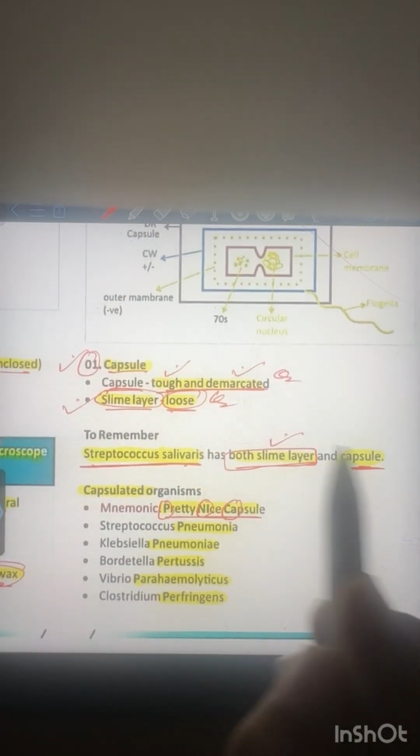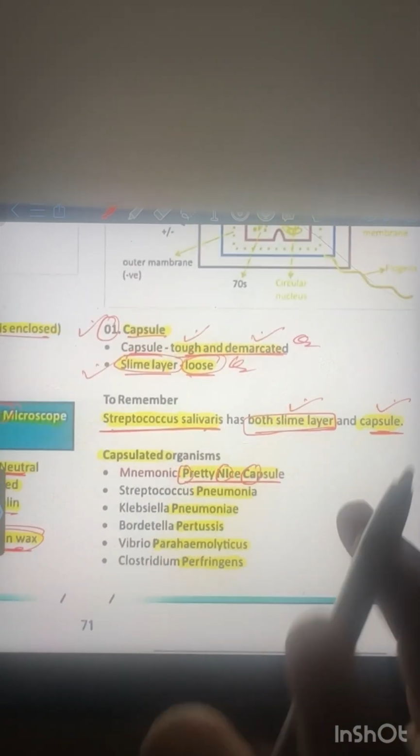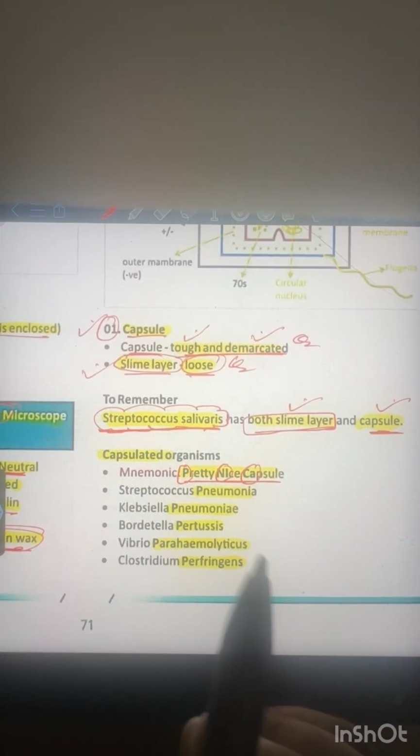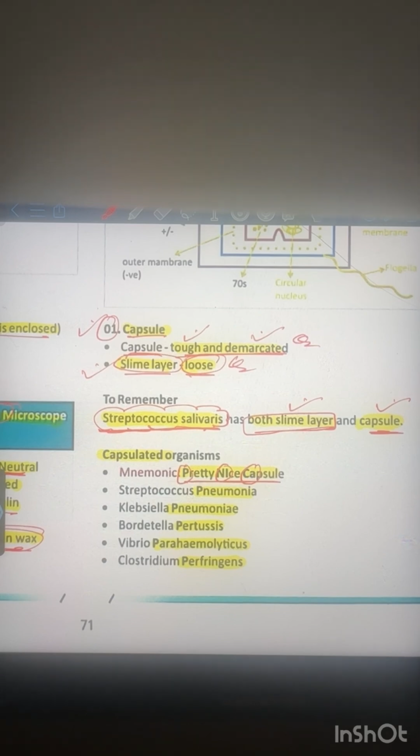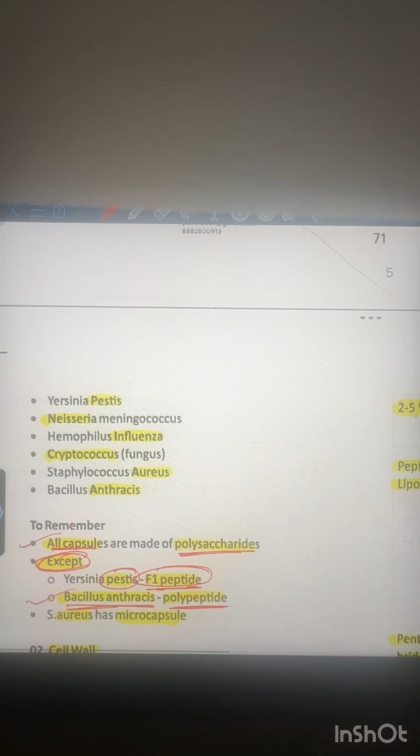So that's the first thing. But then you will ask me, tell me the organisms which are capsulated. In the main videos, I have given you a mnemonic called pretty nice capsules. What is pretty nice capsules? All the organisms with P: Streptococcus, not Streptococcus agalactiae, no, the P one, pneumoniae. Klebsiella, the P one, Klebsiella pneumoniae. Bordetella pertussis. Vibrio, not Vibrio cholerae, not Vibrio alginolyticus, the P one, Vibrio parahaemolyticus. Clostridium, again the P one, perfringens. Yersinia, the P one, that is pestis. So remember, P for pretty, all the P's that you have everywhere in bacteriology.